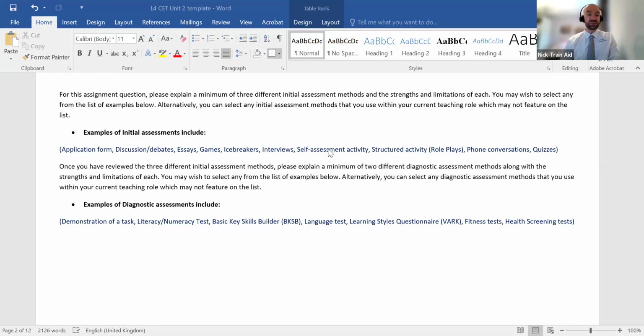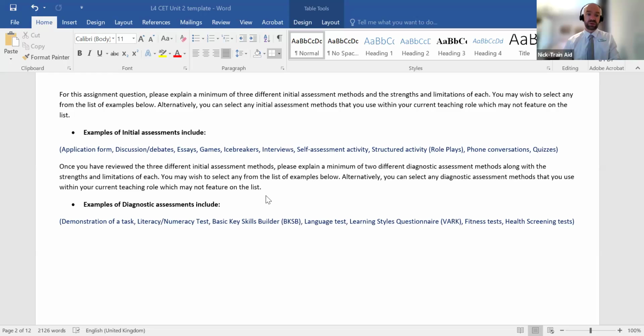So we've got a great range of initial assessment, and for this assignment question, you can of course select your own as well. So what I'd like for you to do is select any three initial assessment methods. And what we're going to do in a moment is explain the assessment methods, and reflect on the strengths and limitations as well. You can, of course, include any initial assessments that you use within your own teaching and training, which might not be featured on the template here.